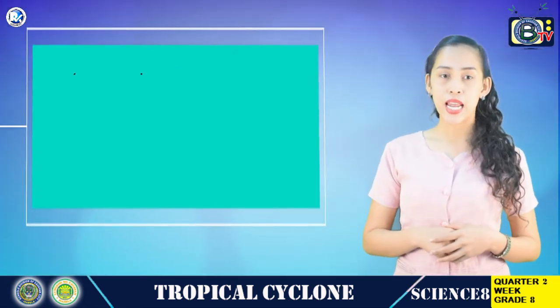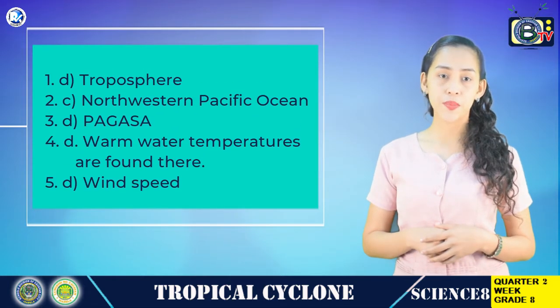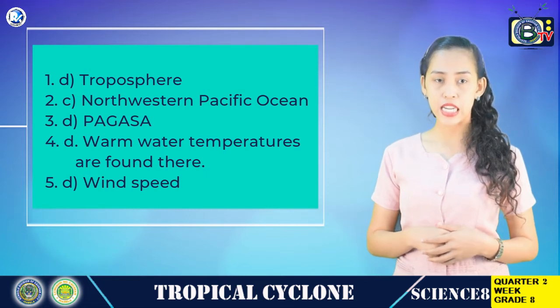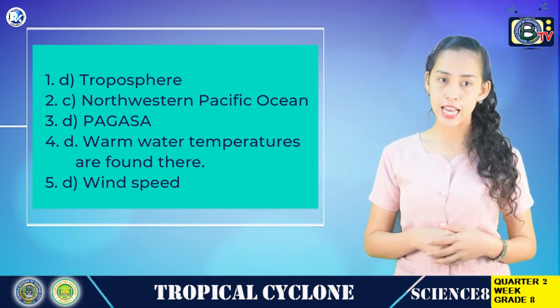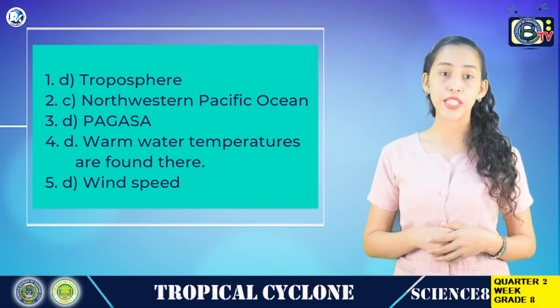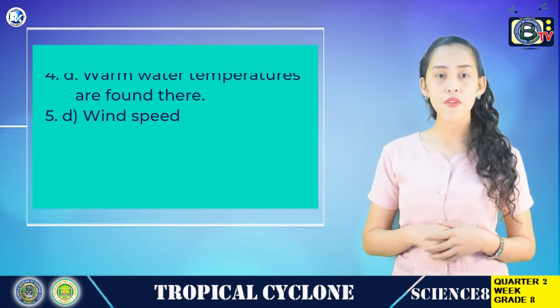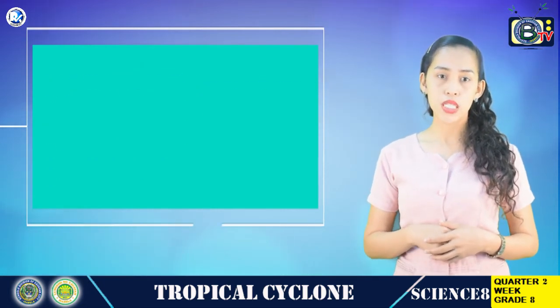Number 1, letter D, troposphere. Number 2, letter C, Northwestern Pacific Ocean. Number 3, letter D, Pag-asa. Number 4, letter D, warm water temperatures are found there. And number 5, D, wind speed.